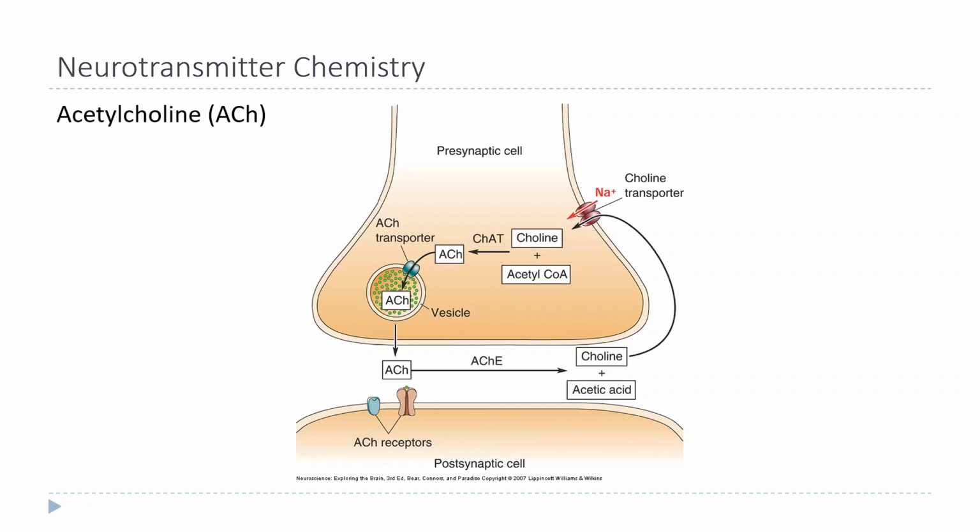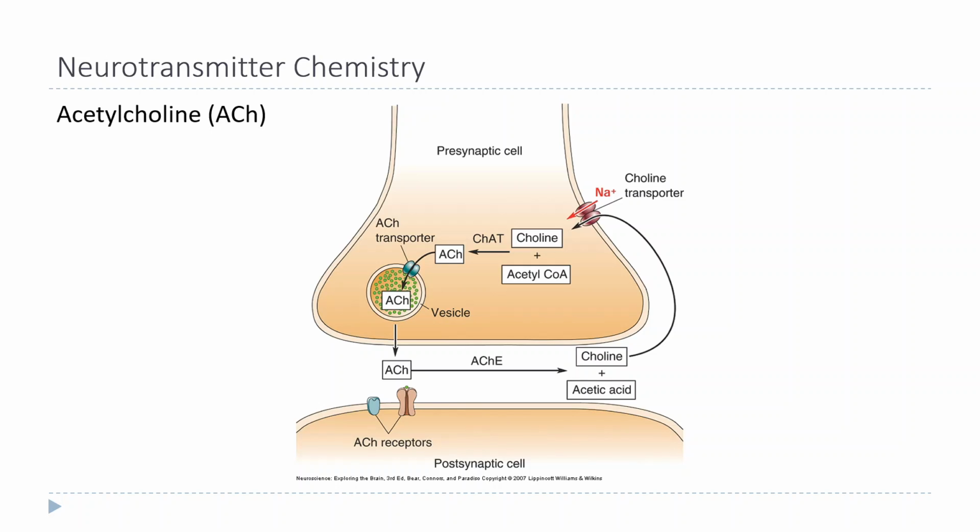So now we've gone over in general terms how the neurotransmitter systems are organized and how to study them. Now we're just going to go through some of the major neurotransmitter systems and talk about how they're synthesized and packaged and the specific components of each one. So first we'll talk about acetylcholine.